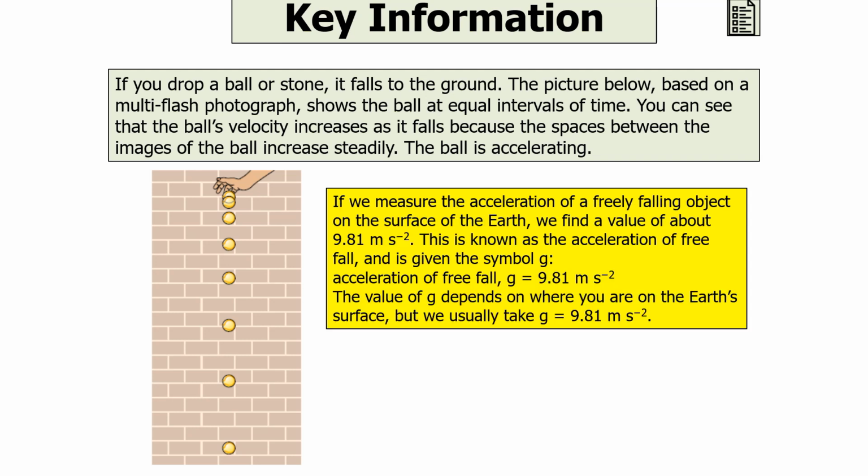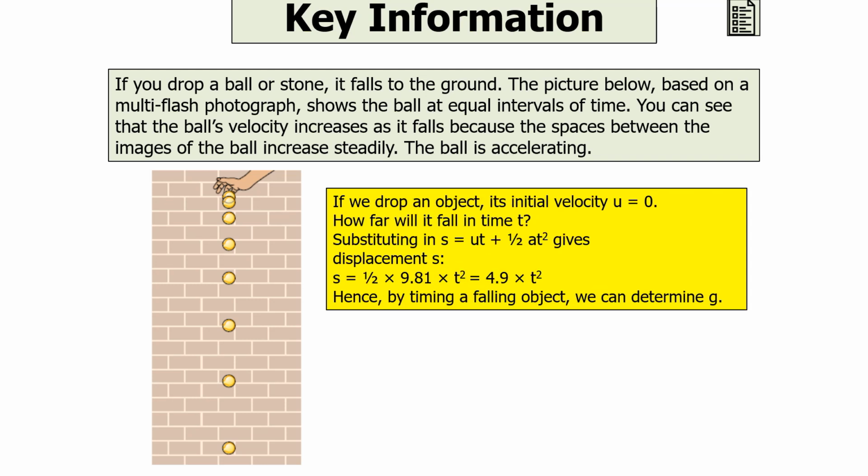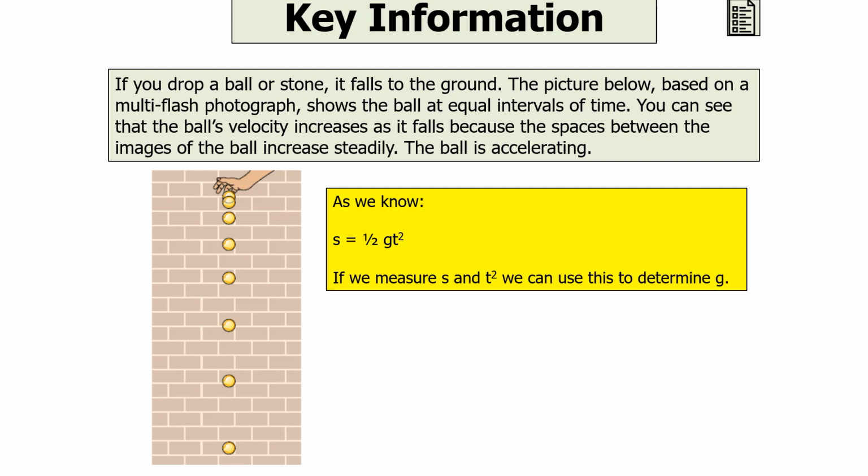Now, if we measure the acceleration of a free-falling object on the surface of the Earth, we find a value of about 9.81 meters per second squared, and we give it the symbol g and call it the acceleration of freefall. Now, if we drop an object, its initial velocity will be equal to 0, so how far will it fall in time t? Well, we use our equation of motion, s equals ut plus a half at squared, which tells us that s equals a half times 9.81 times t squared, so it's 4.9 times t squared. So by timing a falling object and measuring its displacement, we can determine g. So we know s equals a half gt squared, so if we measure s and we measure t squared, we can use this to determine g.